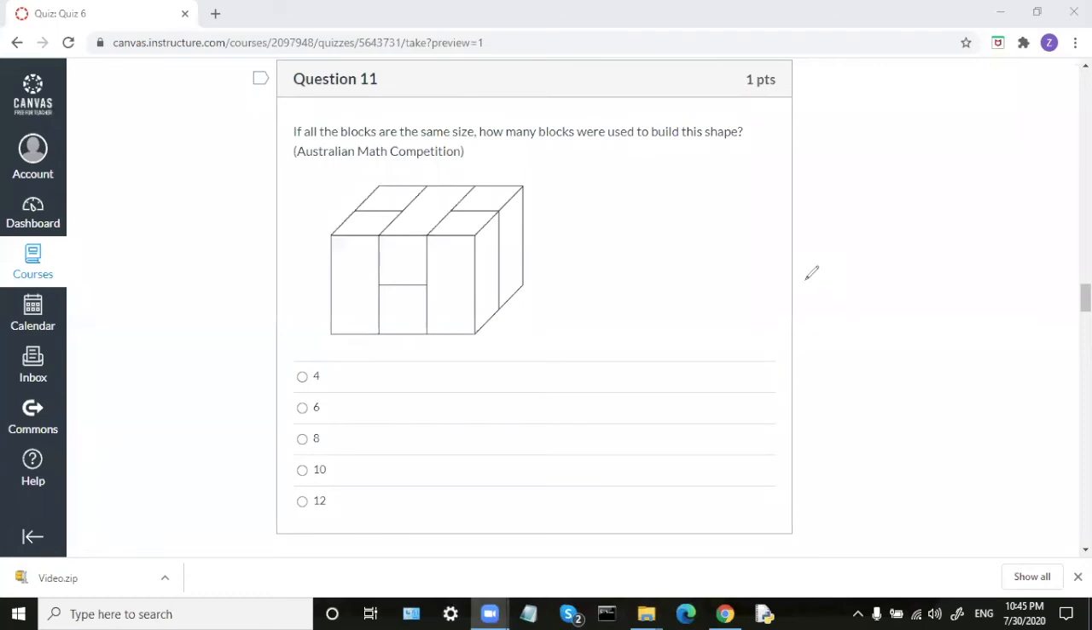Problem 11, if all the blocks are the same size, how many blocks were used to build this shape? Okay, so we just need to count how many blocks. So 1, 2, 3, 4, 5, 6. So 6 blocks, B.